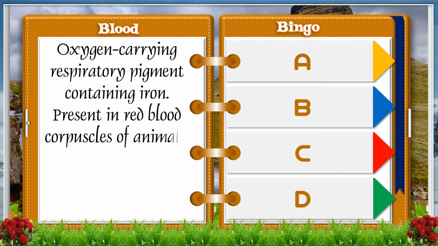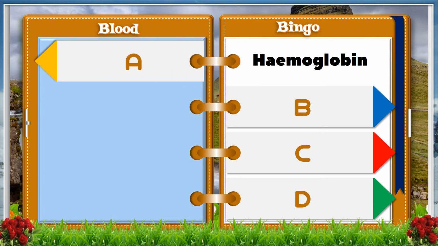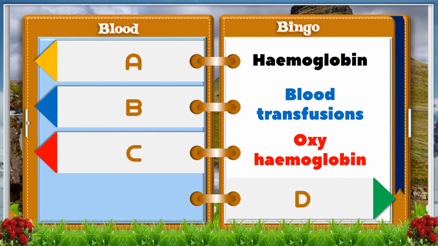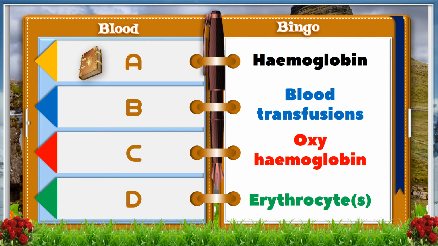Oxygen-carrying respiratory pigment containing iron, present in red blood capsules of animals, joins with oxygen to form an oxygen-rich compound. A. Hemoglobin. B. Blood transfusion. C. Oxyhemoglobin. D. Erythrocytes. And the answer is A. Hemoglobin.